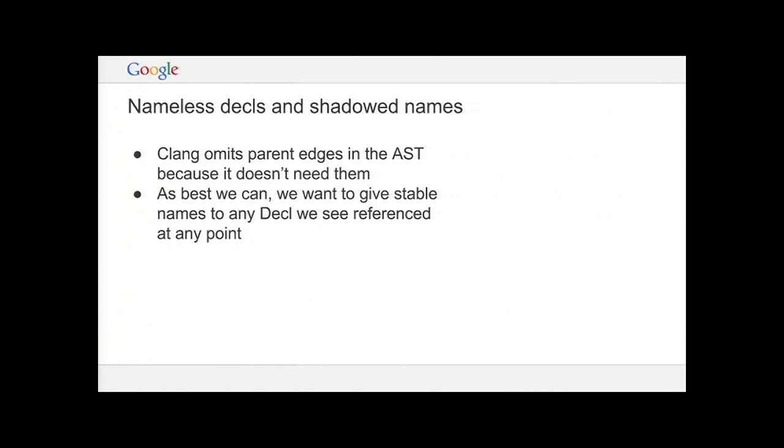Again, we want to be able to give these stable names to any declaration we see referenced at any point in the program. So it's not sufficient for us to just keep a context around as we run our recursive AST visitor through the program. We have to be able to say, if we're here in the AST and we see a reference, maybe in a type, to a node or a decl that was made over here, we still need to be able to give a stable name to this guy over here. And we want to be able to distinguish with these shadowed names, again, stably.